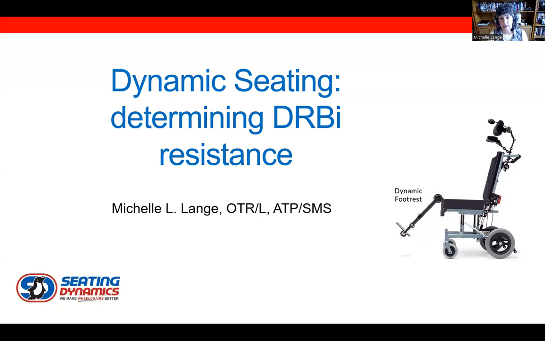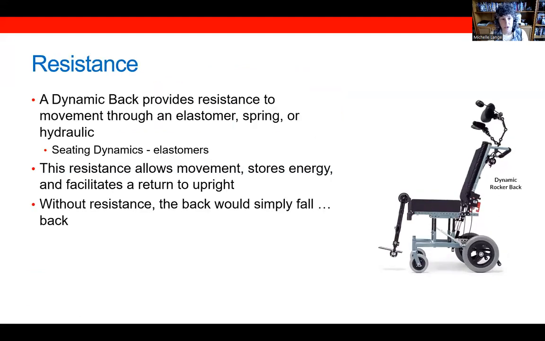Today we're going to be talking about how to determine the best resistance for a dynamic rocker back interface. So a dynamic back provides resistance to client movement through either an elastomer, spring, or hydraulics. In the Seating Dynamics option, this is done through elastomers. This resistance allows client movement posteriorly with their trunk, stores that energy in the elastomer, and then uses that stored energy to return the client to an upright posture. Without the resistance, the back would simply fall, well, back.